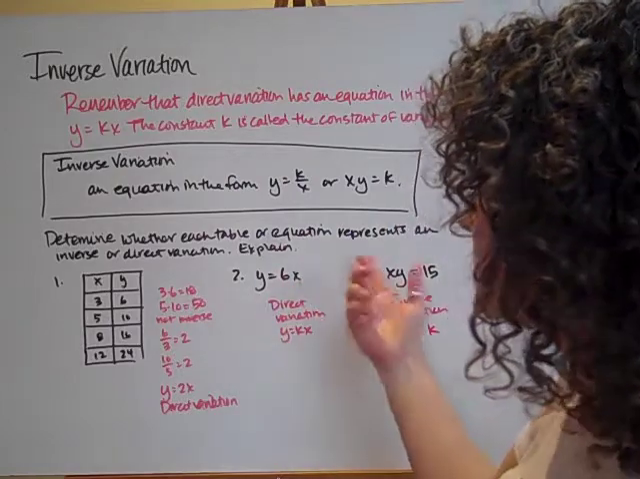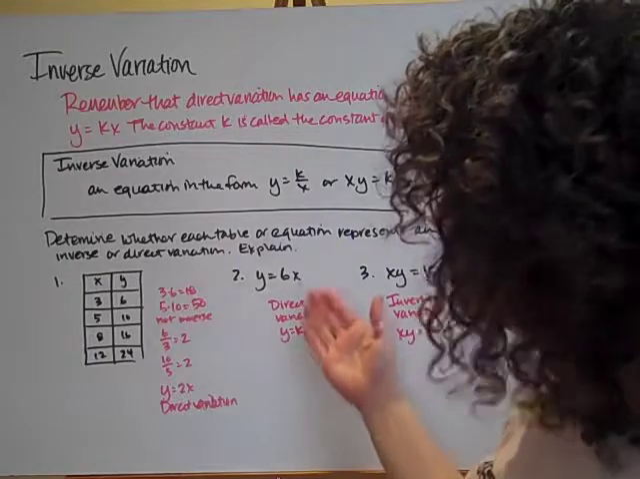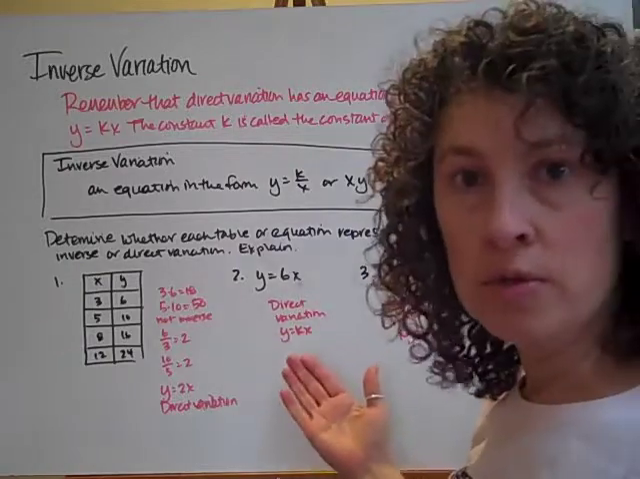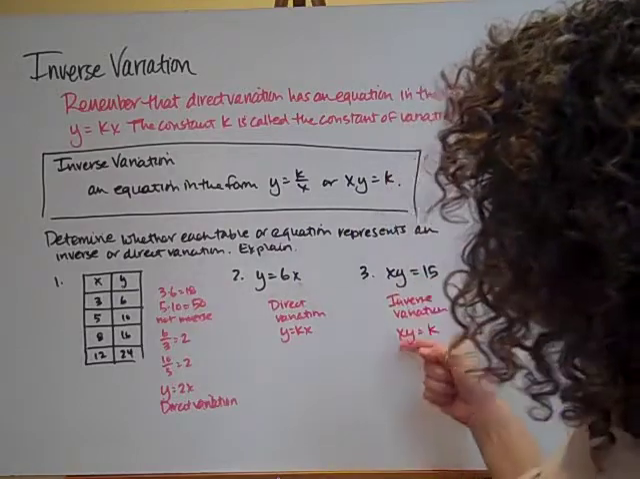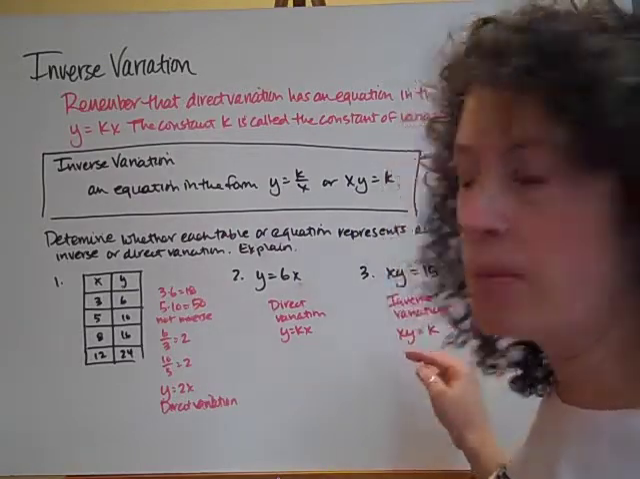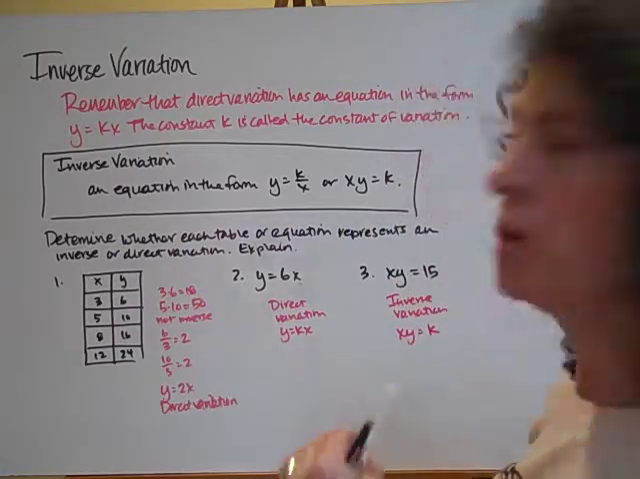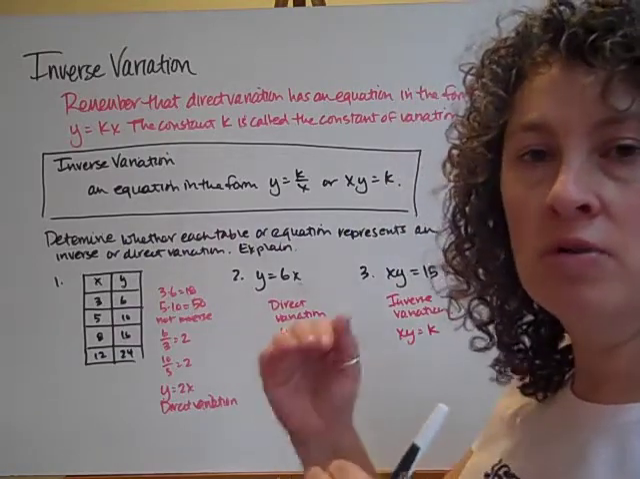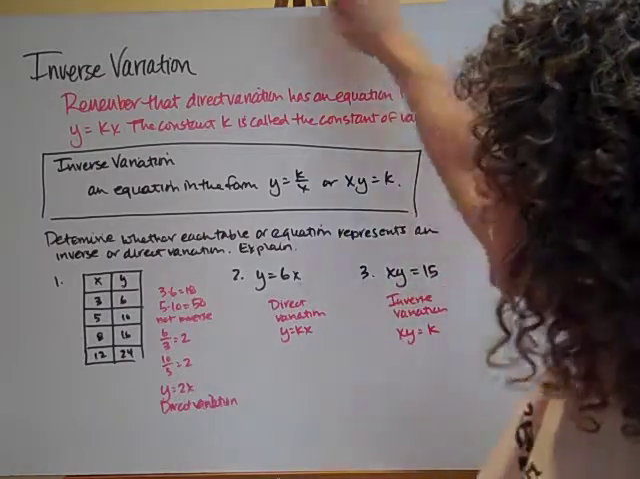Our next one, y equals 6x, well that's pretty straightforward. That is in a direct variation form. So it's direct variation because it looks like our y equals kx. And our last one, x times y equals 15. This is inverse variation because, again, it's that same pattern, that x times y equals k. And when we think about that inverse, we think about one of the numbers going to increase as the other one has to decrease in order to keep that same constant of variation.